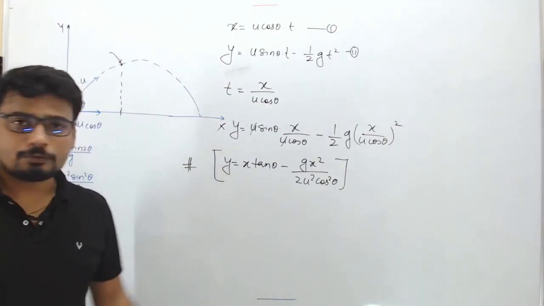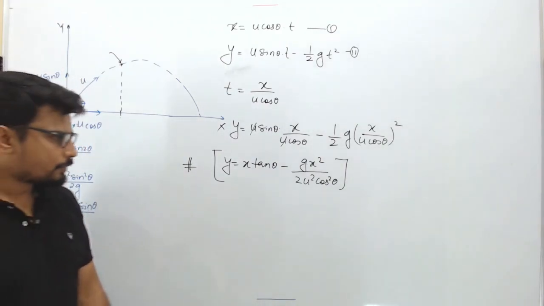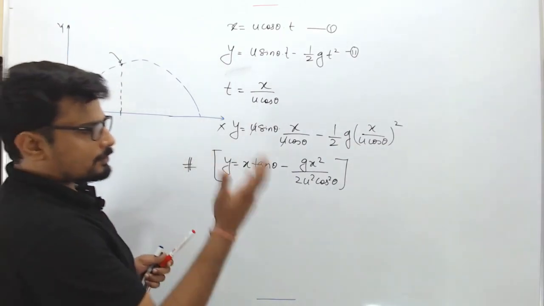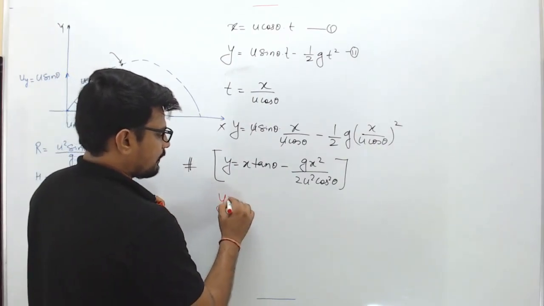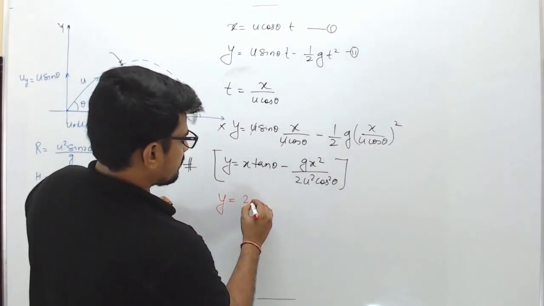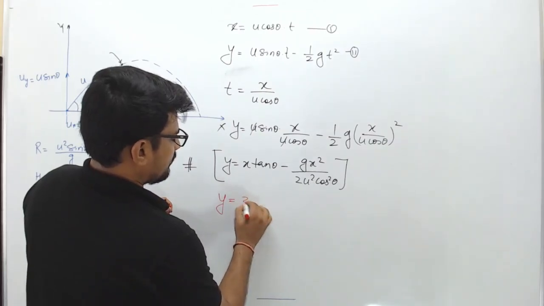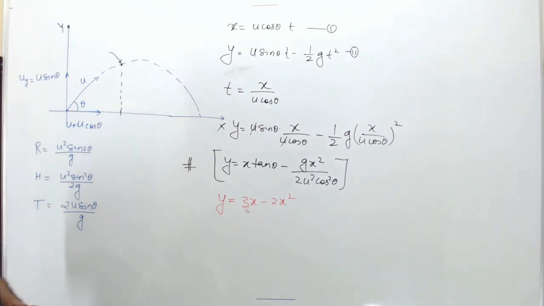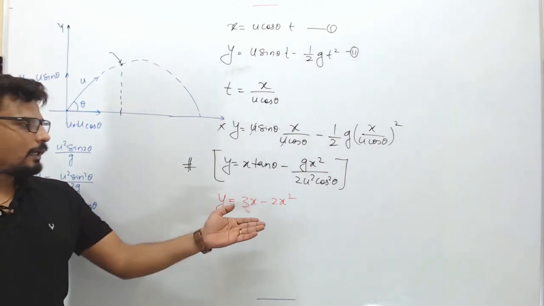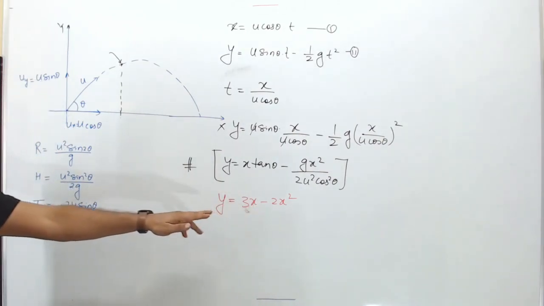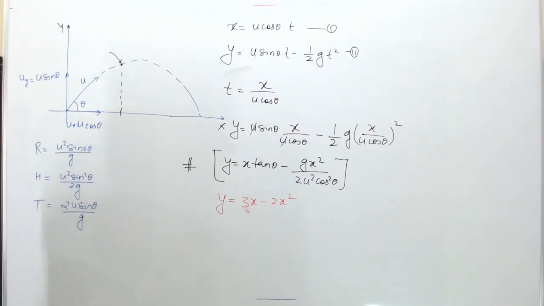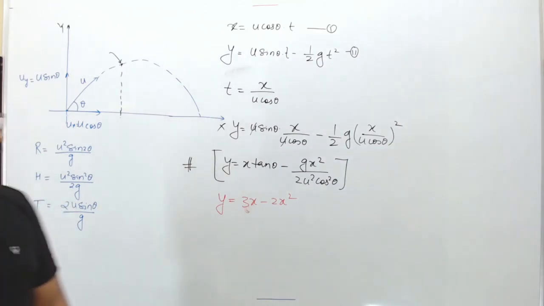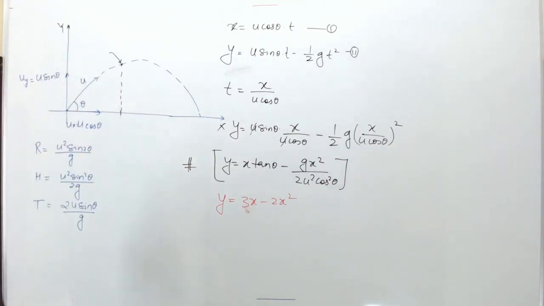Now, how is it going to be useful to you? Let's say I have a projectile which is following this path, y equals 3x minus 2a x square. If any projectile is following this trajectory, I can actually find the value of u. Of course, u and theta could also be found from here. Both could be found. How?